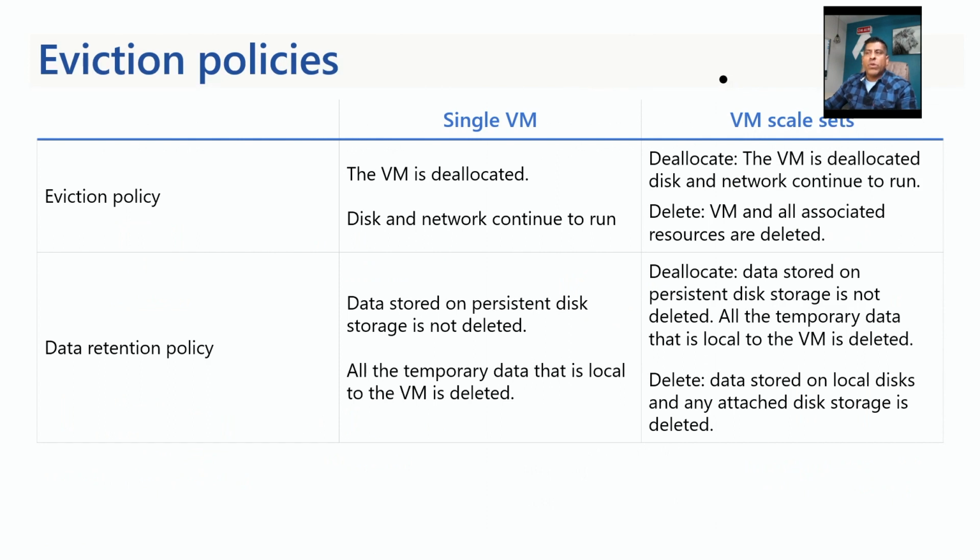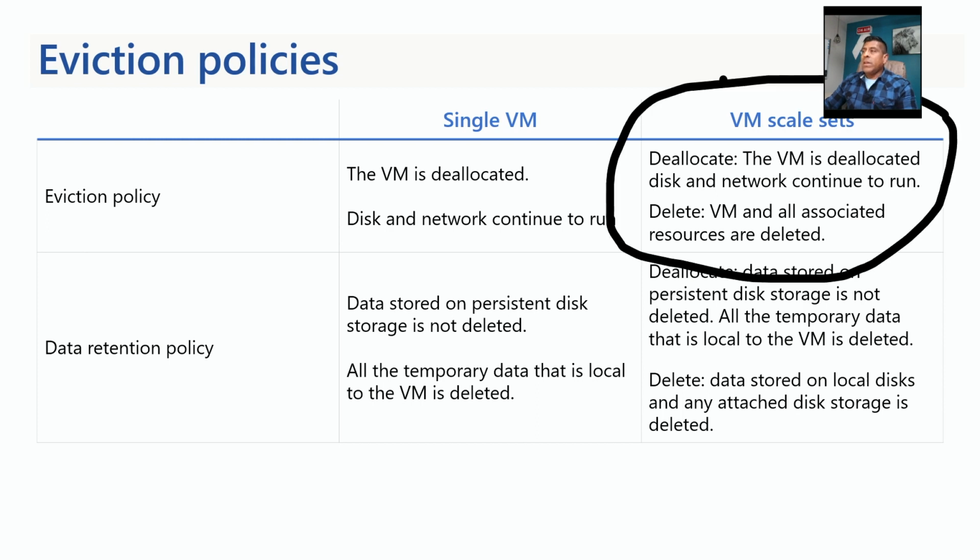Eviction policy. The eviction policy is how you're going to handle it once that VM needs to be taken back. So when Azure says, I need this VM back, that's your eviction policy and how you're going to handle that. There are two options. One of them is deallocate.